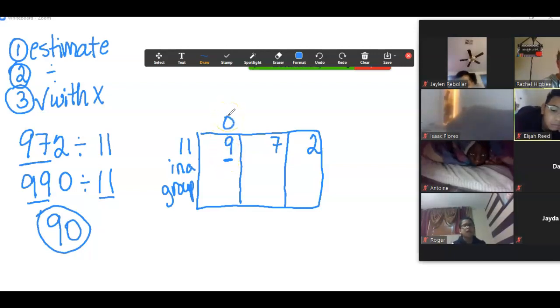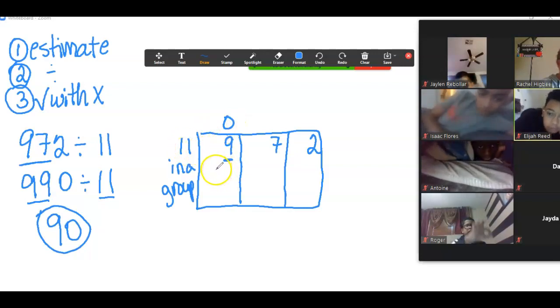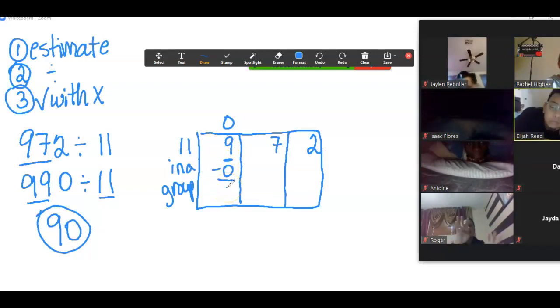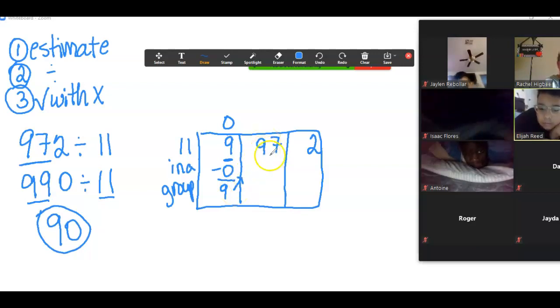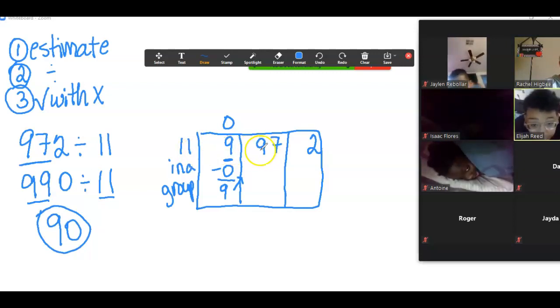So 0 groups. Well, 0 times 11 is 0. Okay, Roger, I'm loving your hand motions. Okay, so 9 minus 0 is 9. Good. Okay, so I bring over my 9. And now I want to find out how many bags of 11 Skittles I can get out of 97. So how many groups of 11 can I get out of 97?